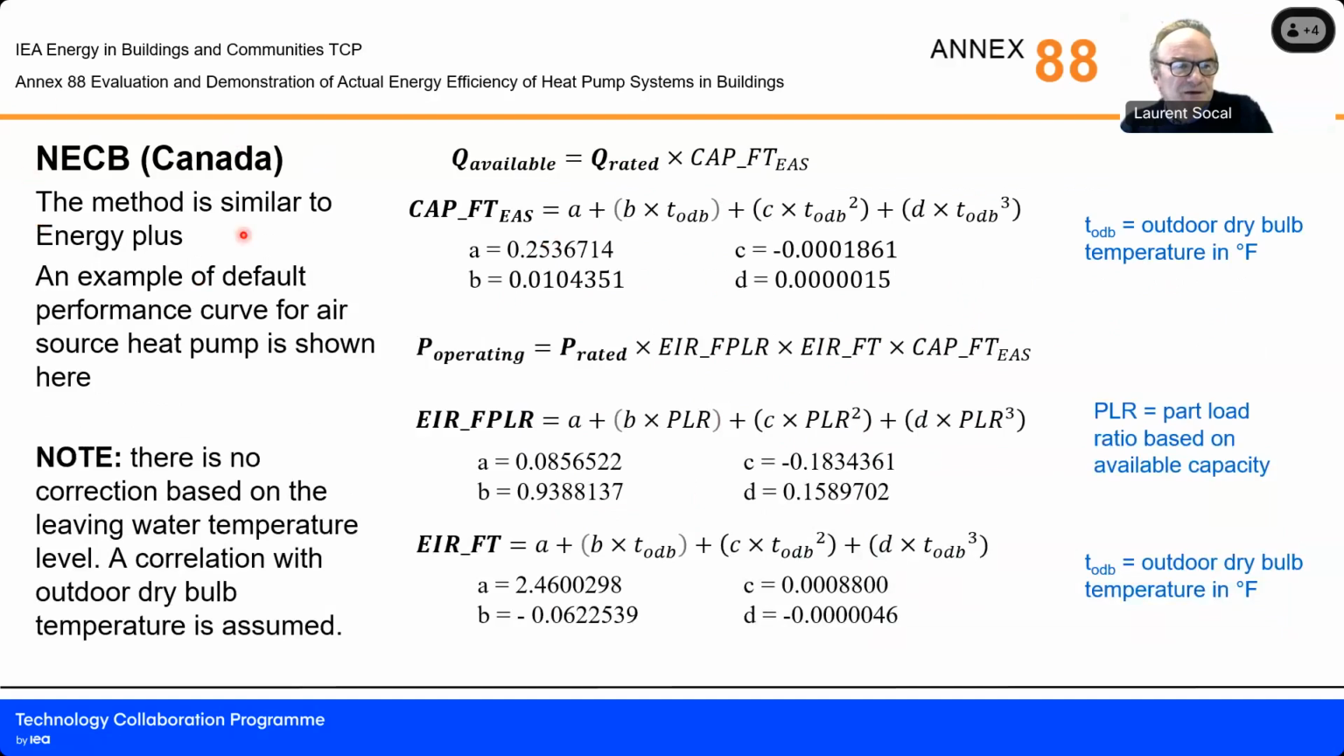Canada, NECB in Canada is quite similar to the method of EnergyPlus, but in this case you have default values that are provided by the regulation depending on your heat pump type. So in this case, this is a value for an air-to-water electric compressor-driven heat pump.